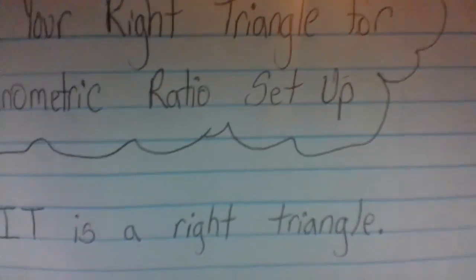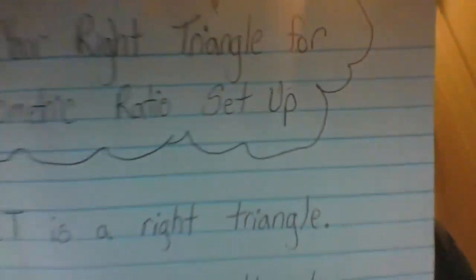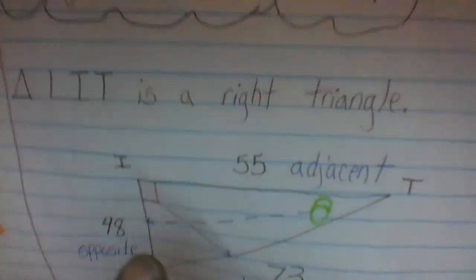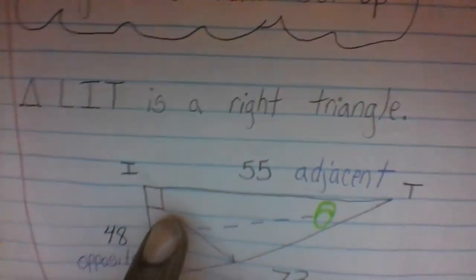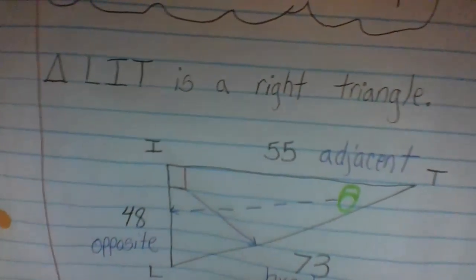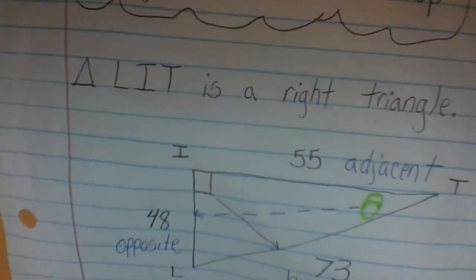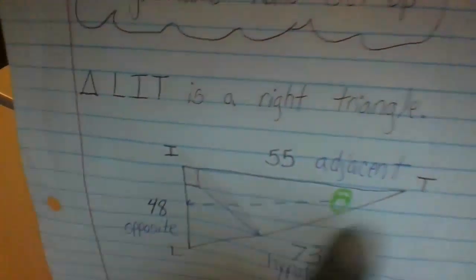Now, that 90-degree angle also helps to identify a special side. The side across from the 90-degree angle always points at the hypotenuse over there. The hypotenuse is side LT, which measures 73 units.